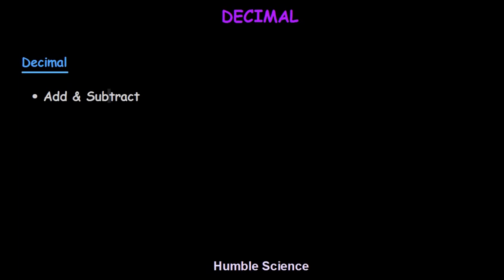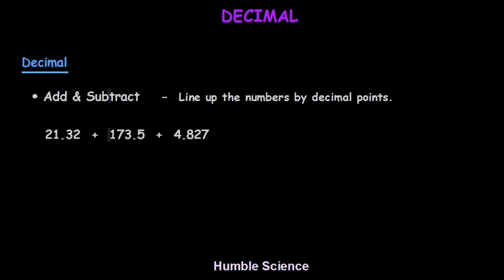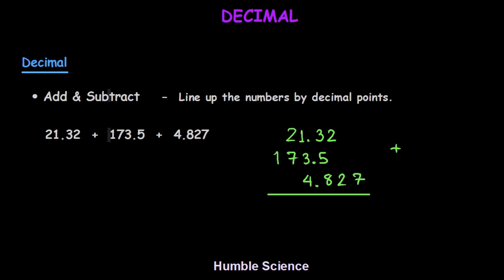Now let's try adding or subtracting decimal numbers. The key is to line up these decimal numbers by their decimal points. For example, 21.32 plus 173.5 plus 4.827. We can line up these numbers, and here we go. 21.32 plus 173.5 plus 4.827. We can then fill this up with zeros to make it look easier.